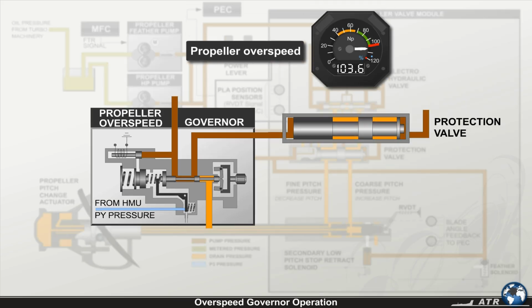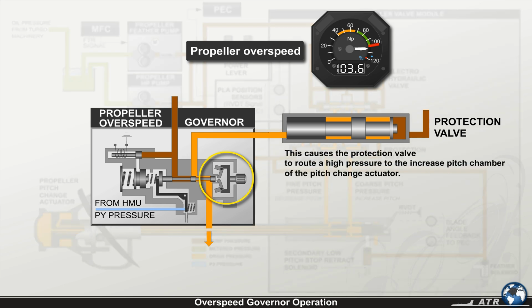If a propeller overspeed occurs at approximately 103% NP, the overspeed governor flyweights open the slide valve and drain the pressure applied to the high-pressure side of the protection valve. As a result, the protection valve shifts. This causes the protection valve to route a high pressure to the increased pitch chamber of the pitch change actuator. This results in a blade pitch increase and propeller speed decrease and is maintained at 103% NP.